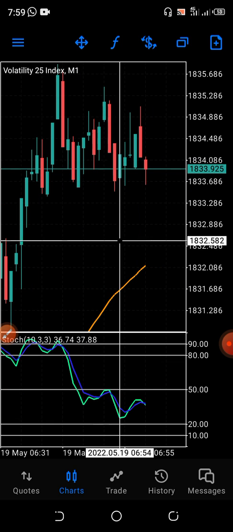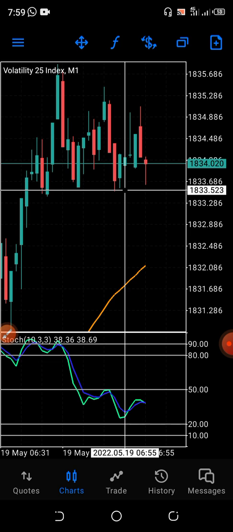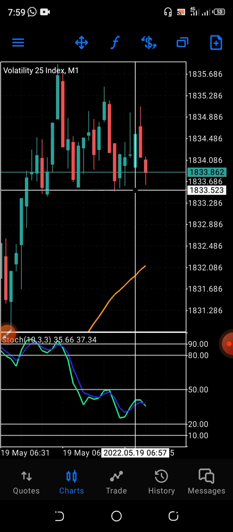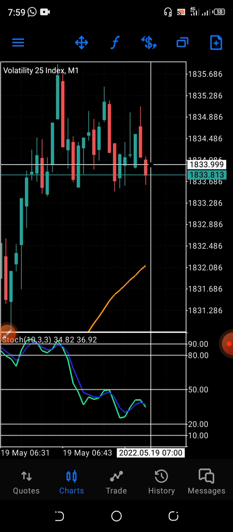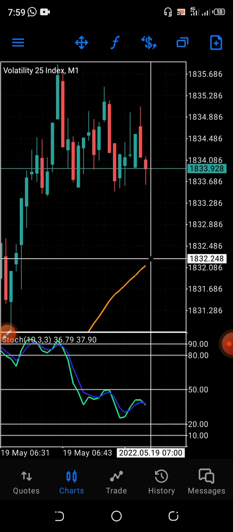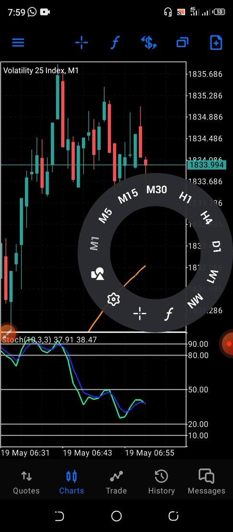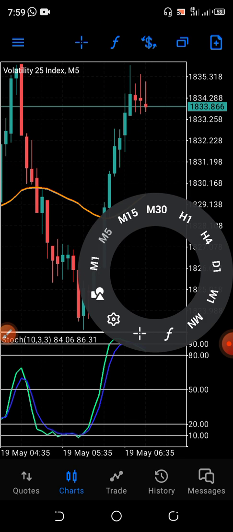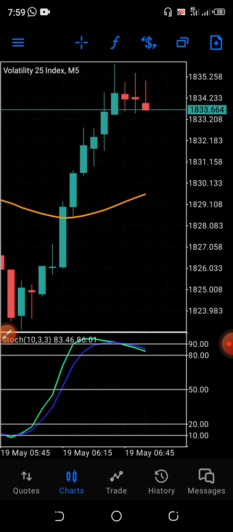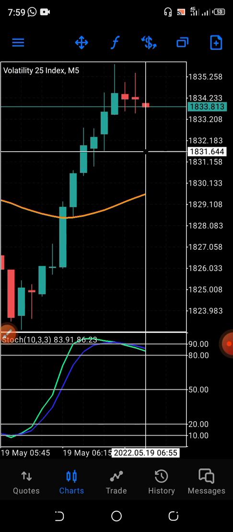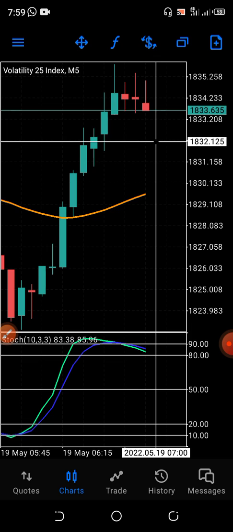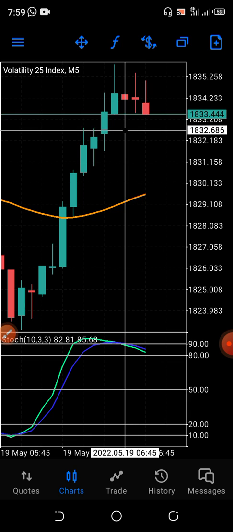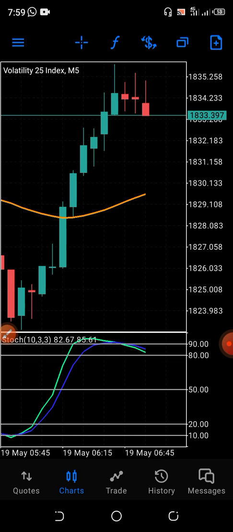It has formed a double bottom, but it's not yet confirmed, because this must break either here or here. So what do you do? Go to your 5 minutes time frame and watch the market. If this one breaks out from this place, then you need to rush down to the 1 minute time frame. Watch what is happening to the market. Watch here. Watch, it's breaking out.